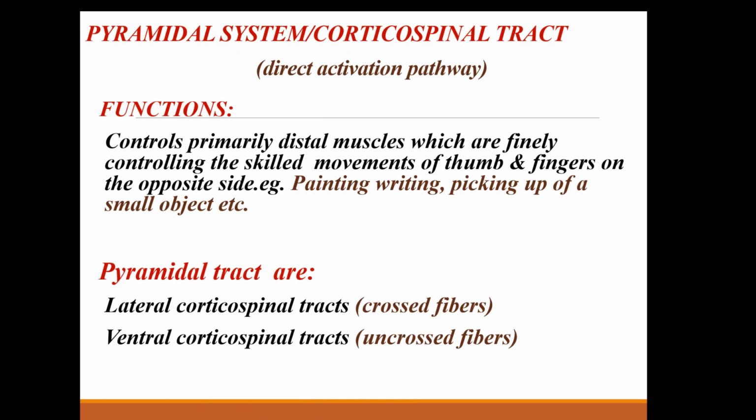Now, the corticospinal tract, or the pyramidal system, is a direct activation pathway. Its function is to control primarily distal muscles, which finely control the skilled movements of the thumb and fingers on the opposite side. For example, painting, writing, picking up a small object, etc. The pyramidal tracts are the lateral corticospinal tracts, which are the crossed fibers. We have the ventral corticospinal tracts, which are uncrossed fibers.